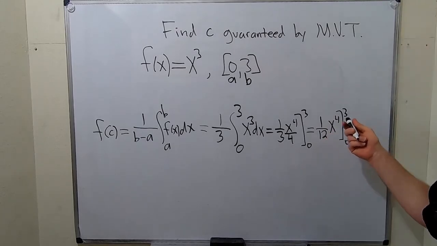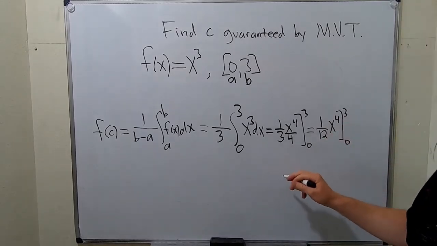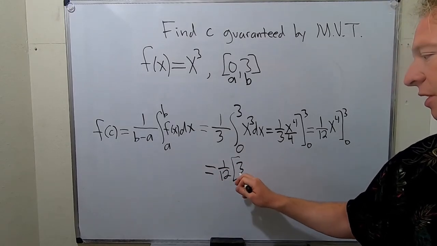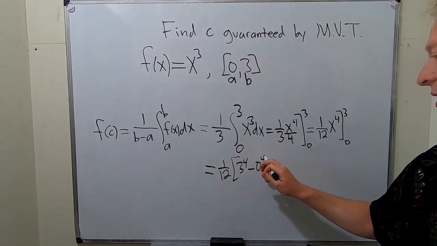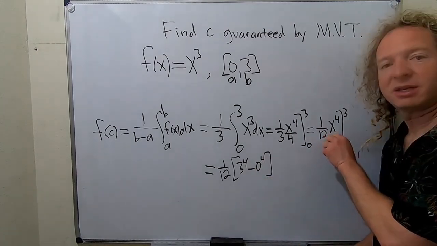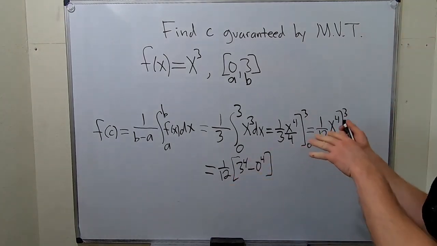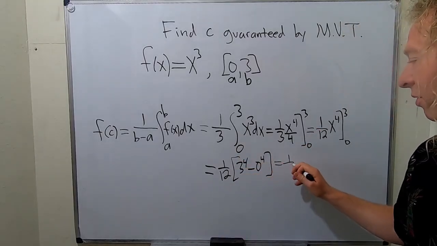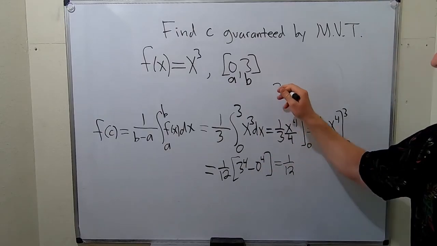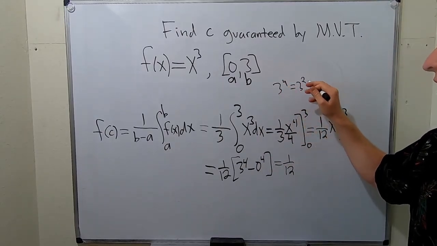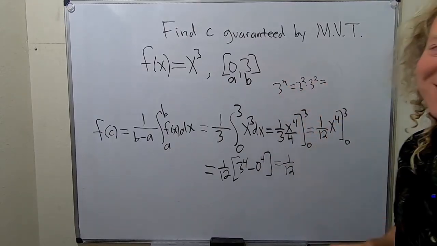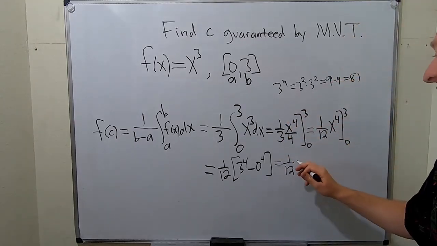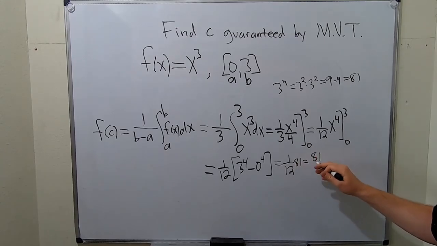So you got to plug in the 3, subtract, plug in the 0. So this is equal to 1/12 times 3 to the 4th minus 0 to the 4th. Notice how I left the constant out. You can do that, right? You can let this hang out and then plug in the numbers. So 3 to the 4th is 3 squared, 3 squared. It's 9 times 9, which is 81. So this is 81 over 12.